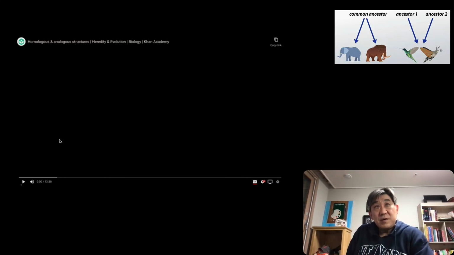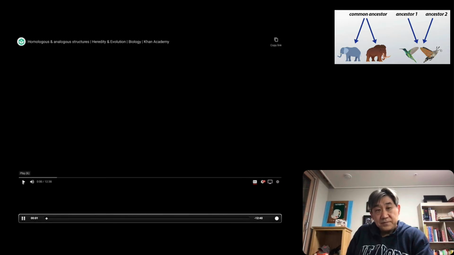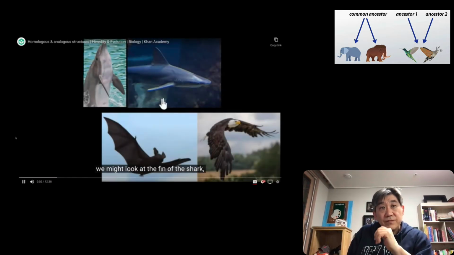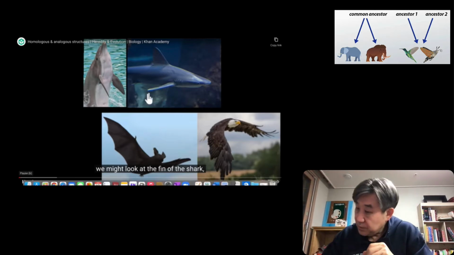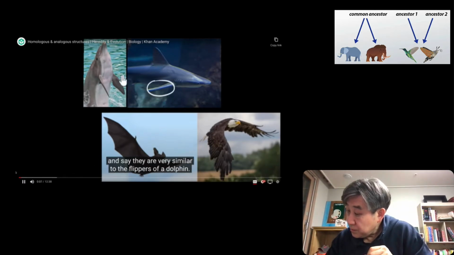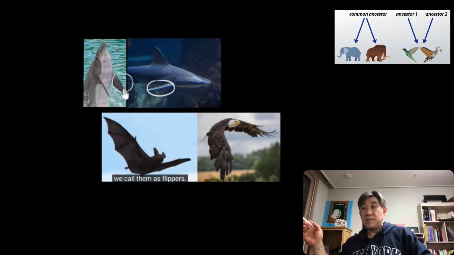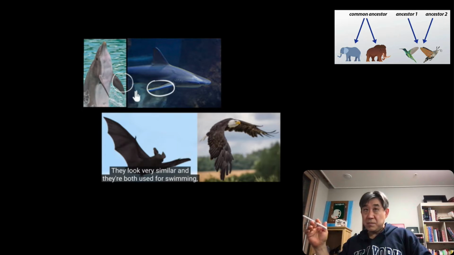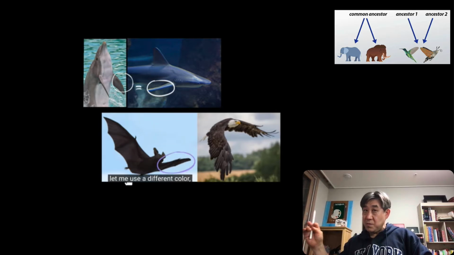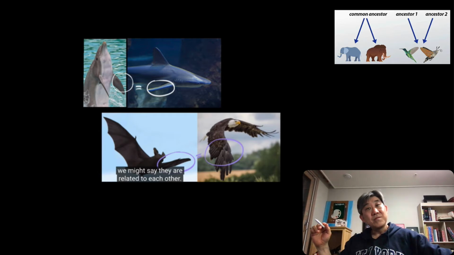So let's take a look at a clearer explanation here. In these pictures, we might look at the fin of the shark and say it is very similar to the flipper of a dolphin. For dolphins, we don't call them fins, we call them flippers. They look very similar and they're both used for swimming, so we could say, hey, maybe they are very related to each other. And similarly, if you look at the wings of a bat and the wings of, say, an eagle, again, both are used for flying, they look kind of similar, we might say they are related to each other.